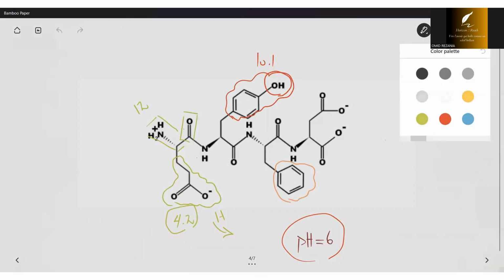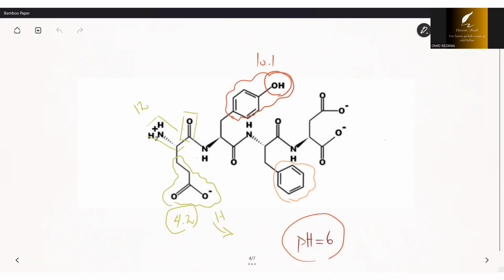Now, with this one, you see the aspartic acid. This is the side chain, 3.7. And this is also the carboxylic acid of the terminal, which has a pKa of around 6. Around 6, 6 point something like that.